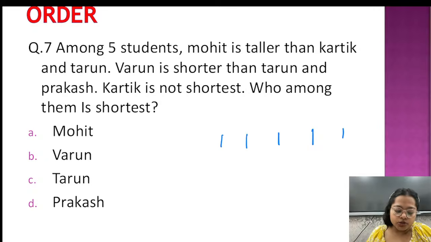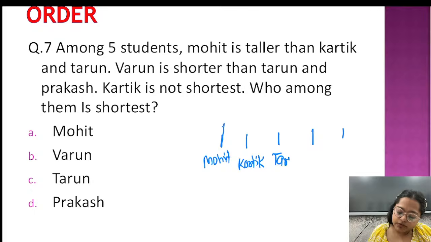Now the question says Mohit is taller than Karthik. So we make this Mohit. Mohit taller than Karthik. So this would become Karthik. And Tarun. So one is Tarun. Now the next line says Varun is shorter than Tarun and Prakash. So these 5 people we have.